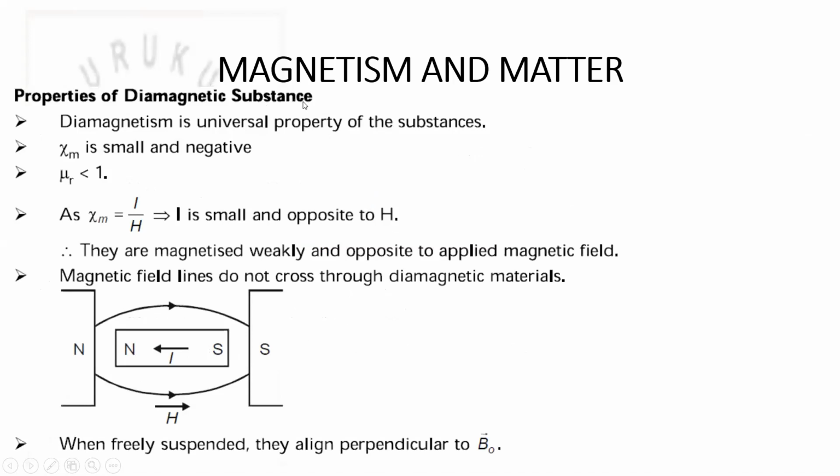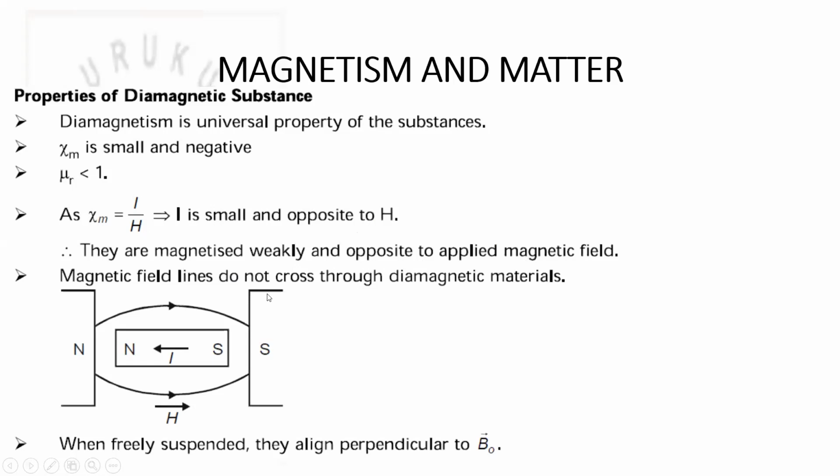Now, properties of diamagnetic substances. Diamagnetism is a universal property of substances. That means each and every substance in nature will show diamagnetism. For these diamagnetic substances, susceptibility is small and negative, and relative permeability is less than 1. From this value of susceptibility, which is given by I by H, we can say that I is small and opposite to H. That means when kept in an external magnetic field, these substances will be magnetized very weakly, and that magnetization will be opposite to the applied magnetic field.